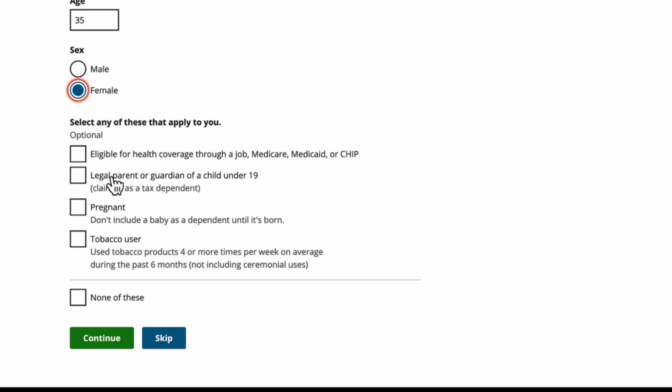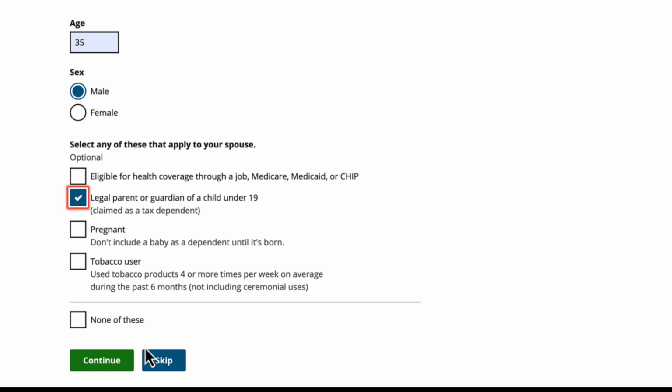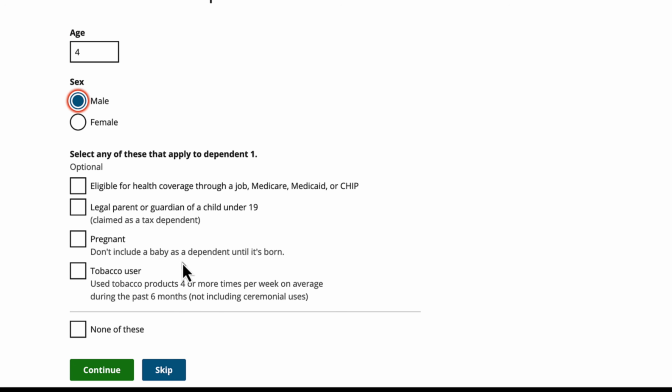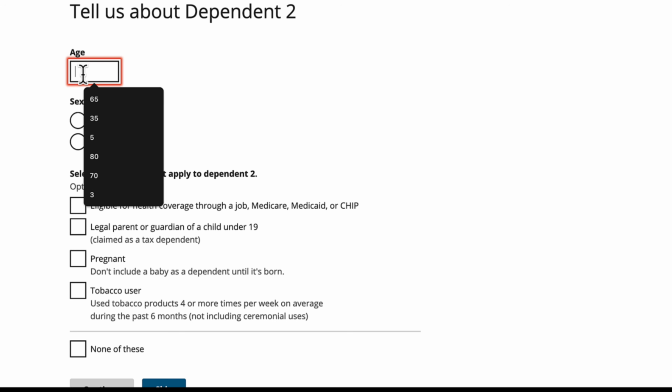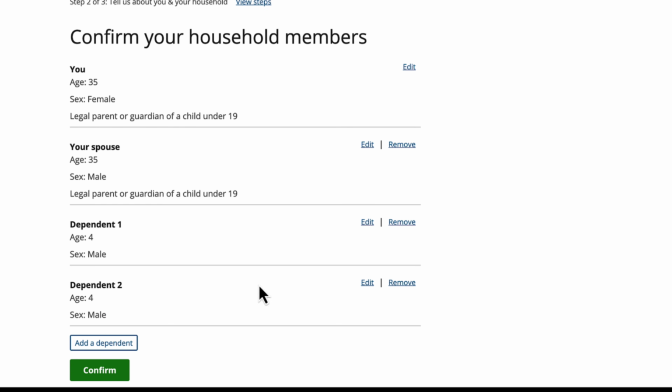It also asks if you're a legal parent of a child under 19, pregnant for the purposes of Medicaid, tobacco, etc. So we're going to put a legal parent because we did say that we have 2 dependents that we will be claiming. Continue, we will put our spouse, who is also a legal parent, none of the rest of these, continue. And let's see, we'll mix it up a little. 4-year-old male, who's obviously none of these, continue, and we'll put another 4-year-old male. Again, none of these, obviously not pregnant or tobacco user, continue. It will ask you to confirm your household members, just make sure all this information is correct.